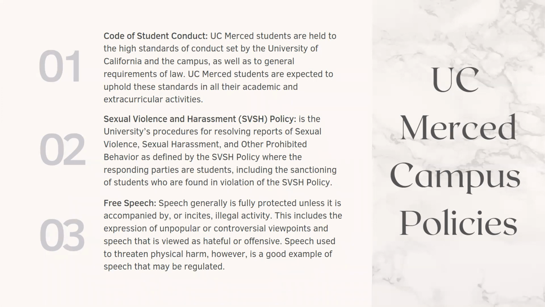Second, sexual violence and harassment: the university's procedures for resolving reports of sexual violence, sexual harassment, and other prohibited behavior as defined by the SVSH policy, where the responding parties are students, including the sanctioning of students who are found in violation of the SVSH policy. Free speech: speech generally is fully protected unless it is accompanied by or incites illegal activity. This includes the expression of unpopular or controversial viewpoints and speech that is viewed as hateful or offensive. Speech used to threaten physical harm, however, is a good example of speech that may be regulated.